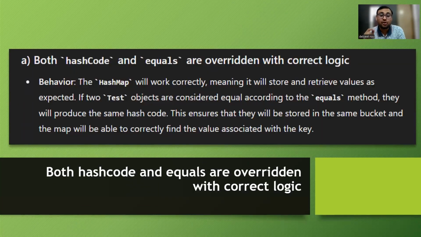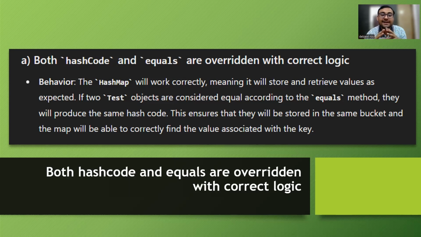First comes the case when both hashCode and equals are overridden with correct logic. What will happen? It's the best case scenario. hashCode and equals methods are overridden properly, and you have written proper logic to implement hashCode, like Objects.hash, where you pass all the fields. It will work fine, there will be no issue. You are overriding the equals method as well, so equal objects provide the same hashCode, and it will go to the same bucket.